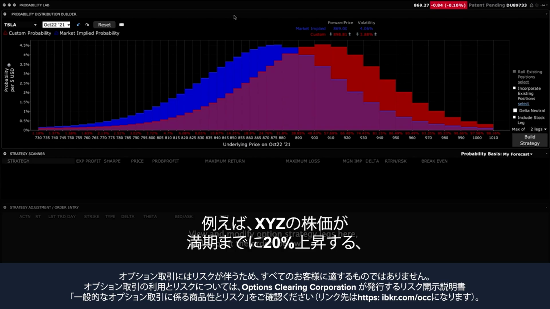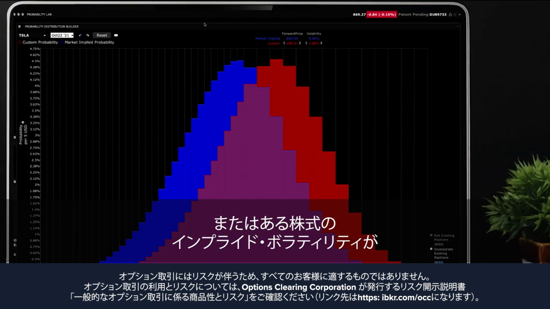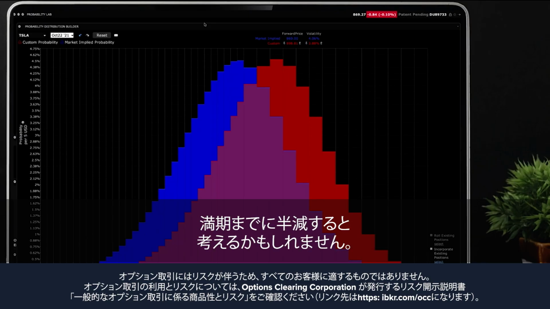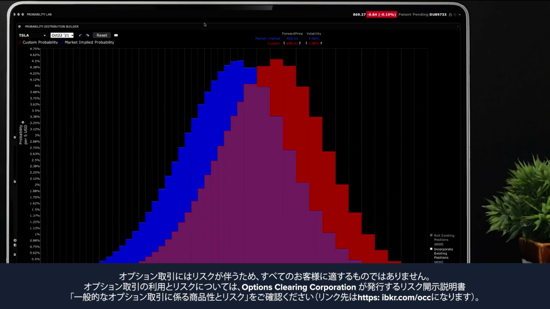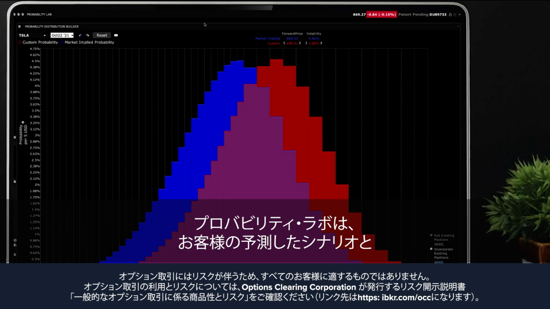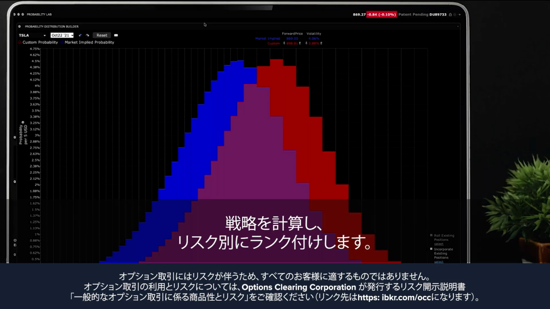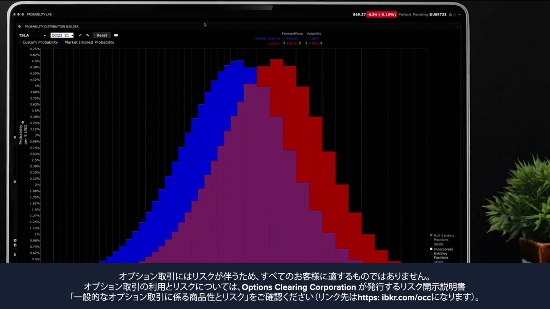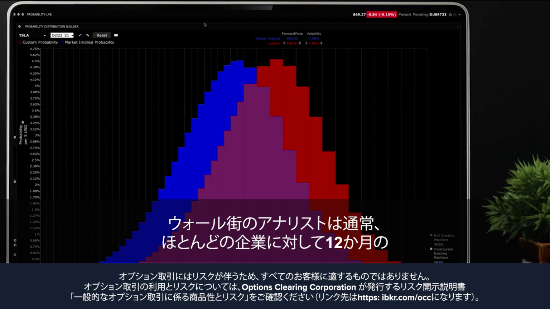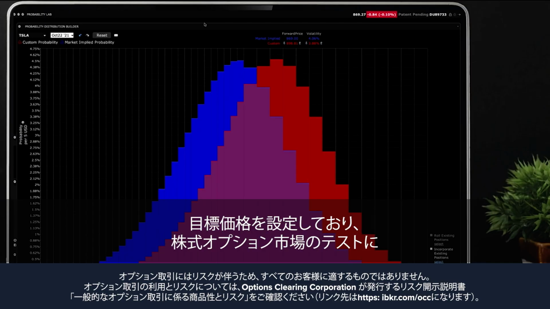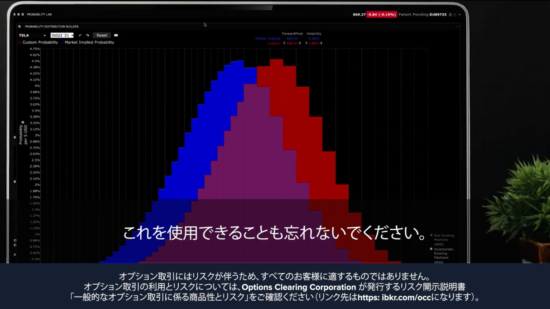For example, you might believe that shares in XYZ will rise by 20% through expiration, or that implied volatility associated with the stock will halve by the time the contract has matured. The Probability Lab will compute and rank by risk potential strategies that show the chance of profitability under your predicted scenario and under current market conditions. Don't forget that Wall Street analysts typically have 12-month price targets for most companies, which you could use to test for opportunities in the market for stock options.